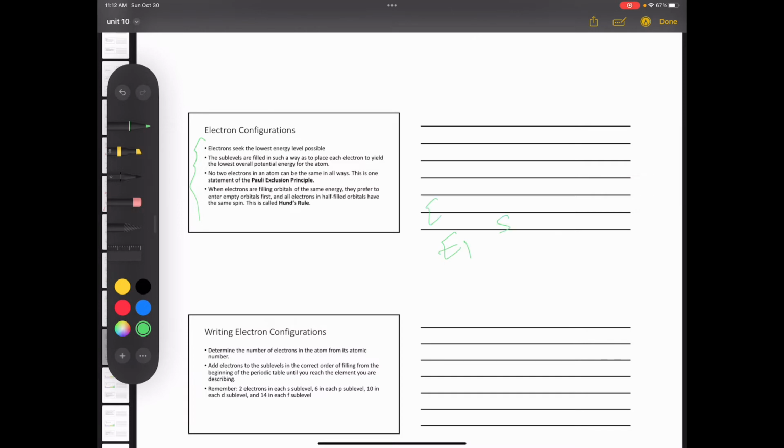Okay, so we will do the S and then we'll do the P, as I did earlier. So this is 1s, 2s, and 2p. Let's say that we are trying to do the electron configuration for an atom with six electrons. That would be carbon. With two electrons on the first principal energy level in the s orbital, I still have four more electrons.